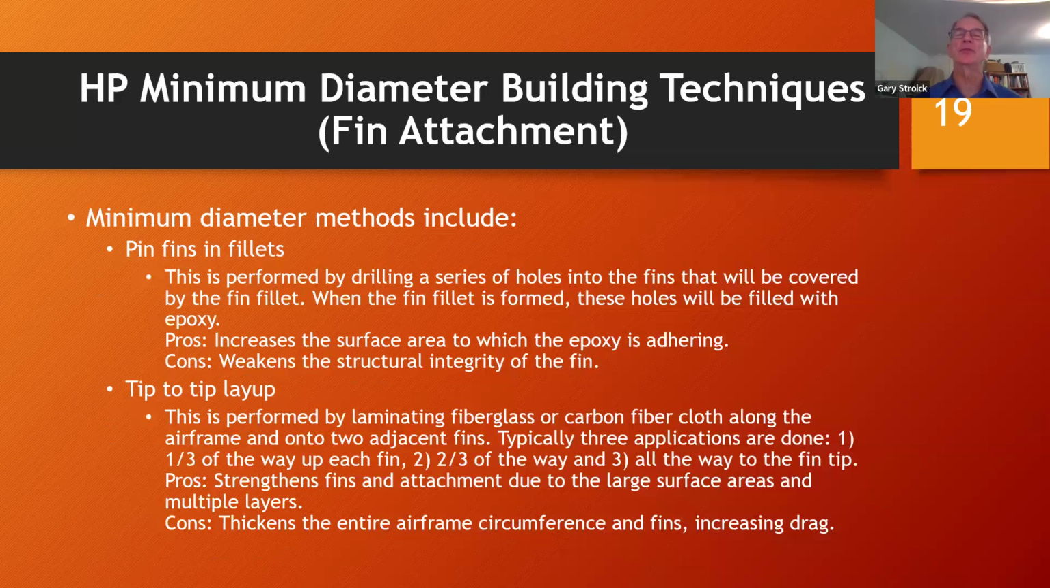And one way of doing that is to drill holes in the fin itself along the root cord. And these holes need to be small enough and low enough on the fin so that when you put the fin fillet onto the airframe and the fin and hold the fin in place, these holes are going to be completely covered.